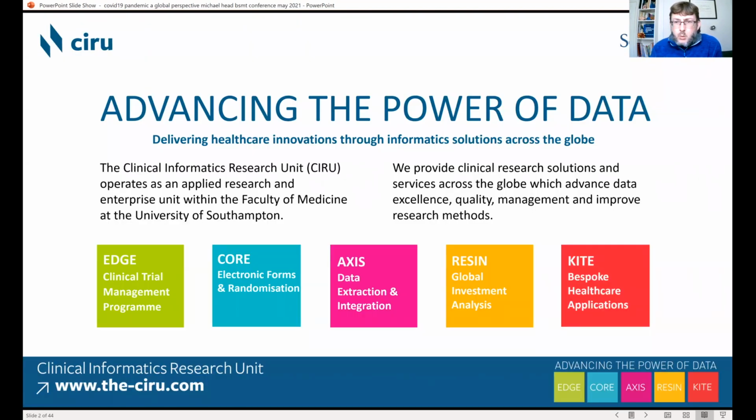Now, I know that none of you were wondering about the Clinical Informatics Research Unit, so I won't labour the point, but basically a lot of data science, a lot of informatics. If you use the Edge software platform for your NHS-based research, that's us, basically. Resin is one of my bits of work, looking at how to spend research money. I'm going to talk a little bit about that throughout the talk.